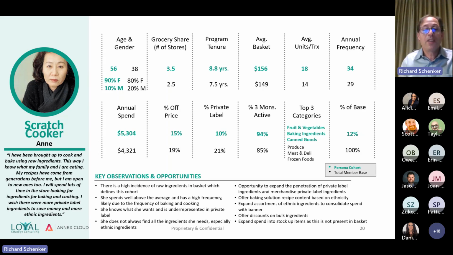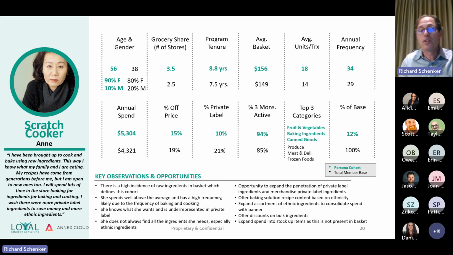Anne spends well above the average and has a high frequency, likely due to the frequency of baking and cooking. She knows what she wants and is underrepresented in private label. She does not always find all the ingredients that she needs, especially ethnic ingredients. So what do we do about that?